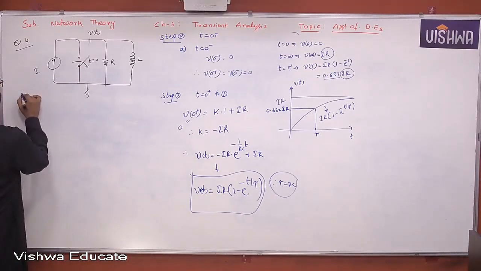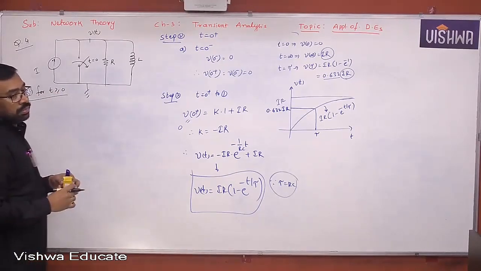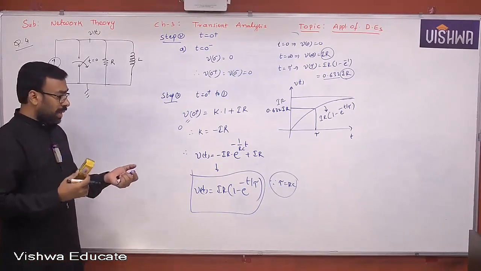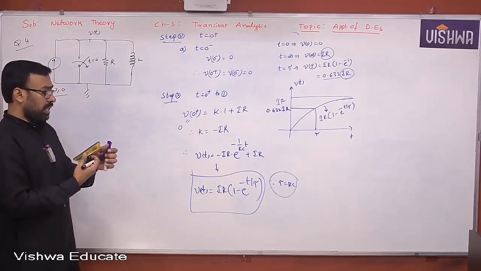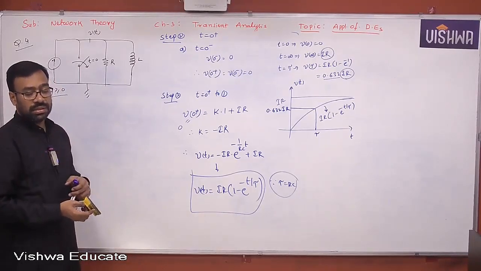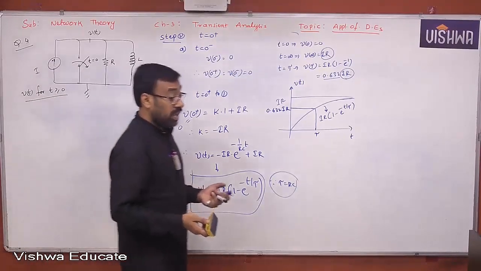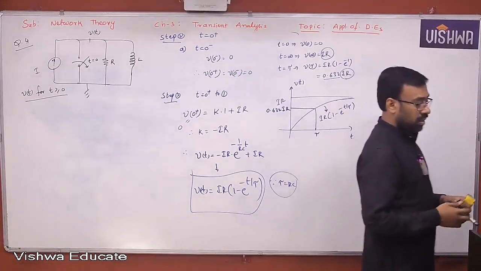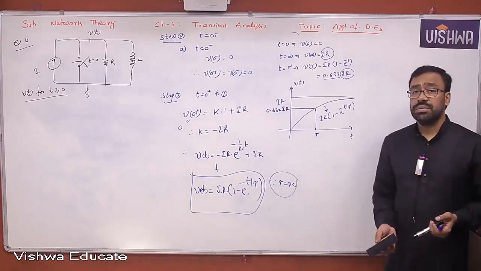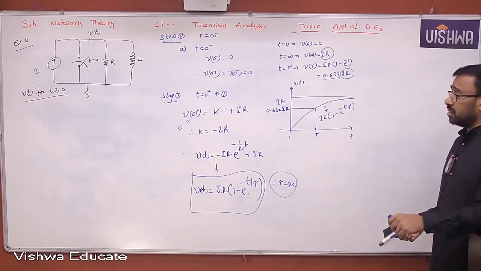The same question: what is V of t for t greater than or equal to 0? Usually you get questions like: what is V of minus infinity? What is V of 0 minus? What is V of 0 plus? What is V of plus infinity? Or what is V of t? V of t is asking for the time response.